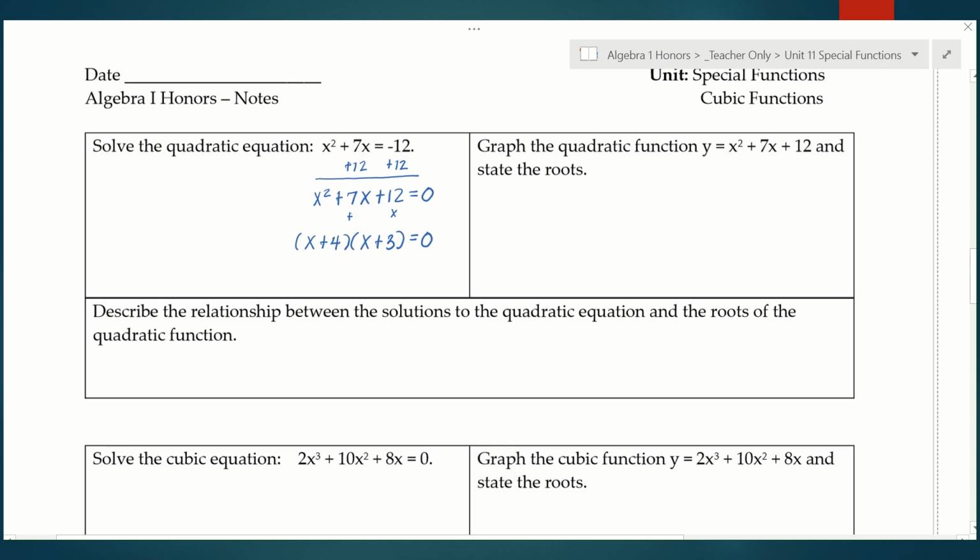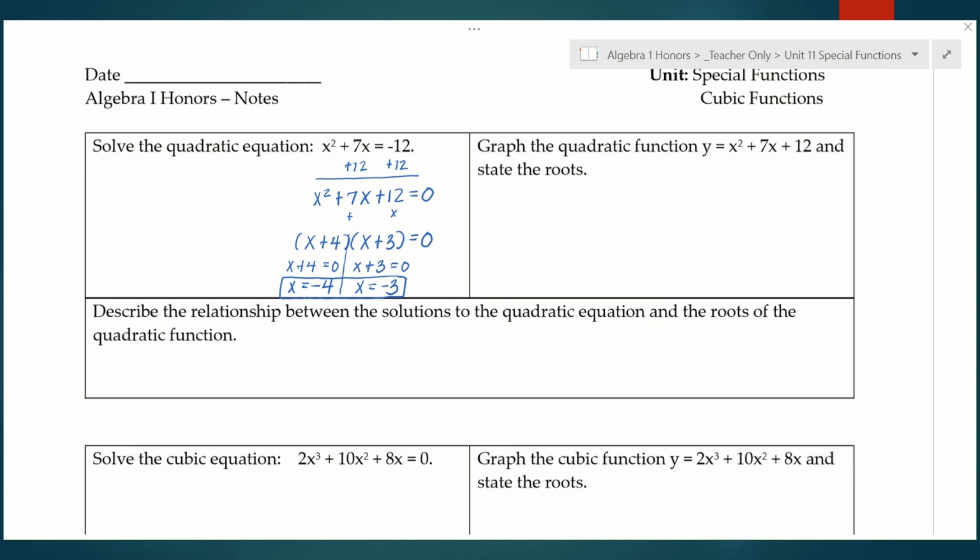And then to solve this, if you remember, we split this into two different equations, x plus 4 equals 0 and x plus 3 equals 0, which means my answer for this one is -4, because to solve for x, I would subtract 4 from both sides. And this one, I would subtract 3 from both sides to get -3. So my solution to that quadratic equation is -4 or -3.